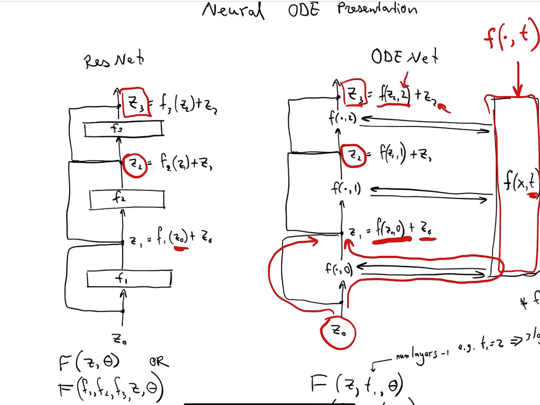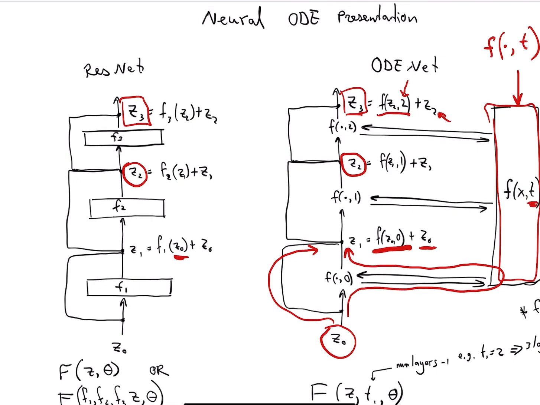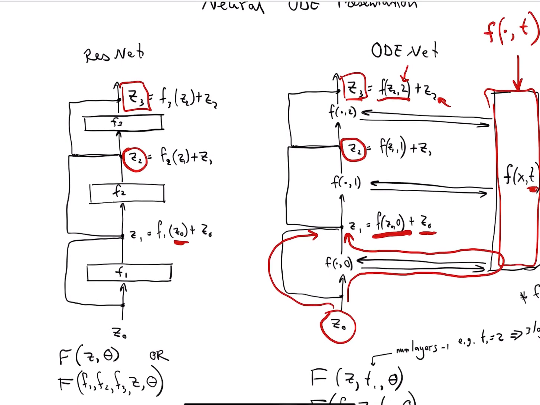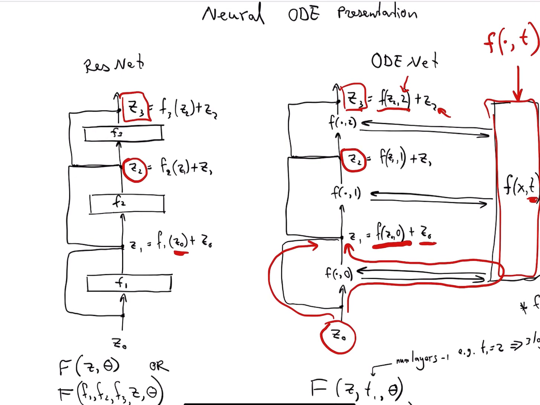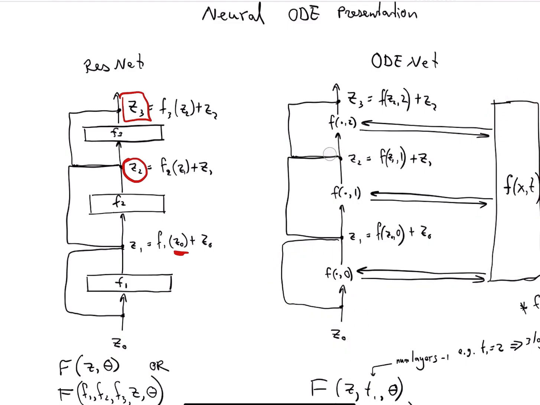So this is the first insight of this neural ODE paper: we can represent the ResNet as this other thing called an ODE net, where each layer, each intermediate layer, can be mimicked by calling this kind of shared layer, in which we just increment the value of t.